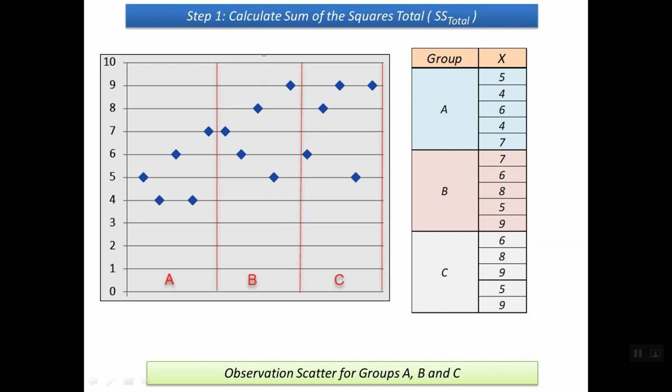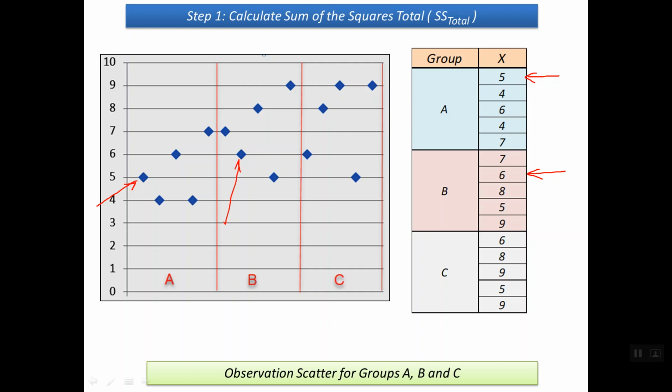First, this drawing shows the scattering plot for all the observations for groups A, B, and C. For example, this observation here is the first observation for group A, which is 5. This observation here is the second observation for group B, which is 6. And so on.